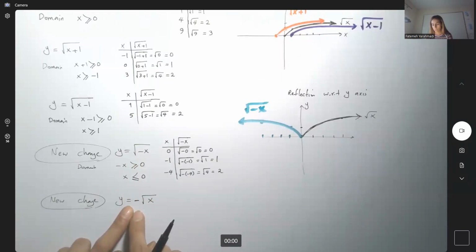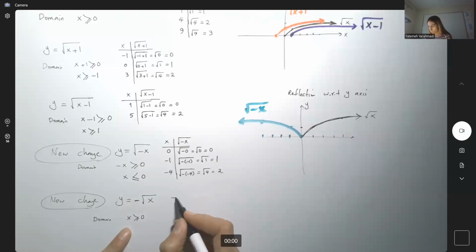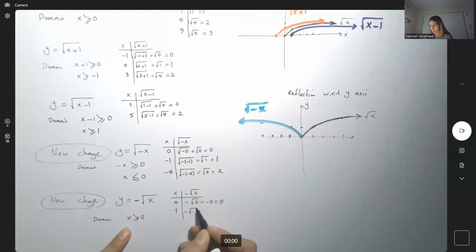What happens then? For the domain, we look at the quantity inside the radical. This guy must be larger than or equal to 0. So I still have to plug in positive numbers. So x and minus square root of x. If x is 0, I have negative square root of 0, or negative 0, or 0. If I plug in 1, I have minus the square root of 1, or minus 1. Take a look. If I plug in 4, I have minus the square root of 4, or negative 2.